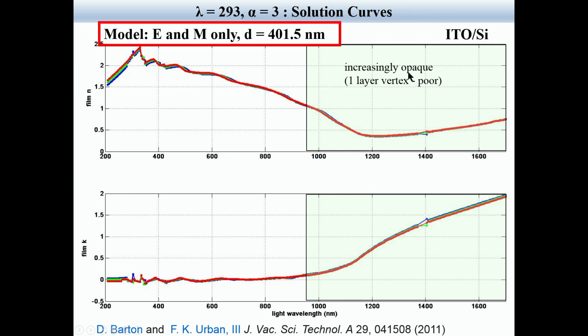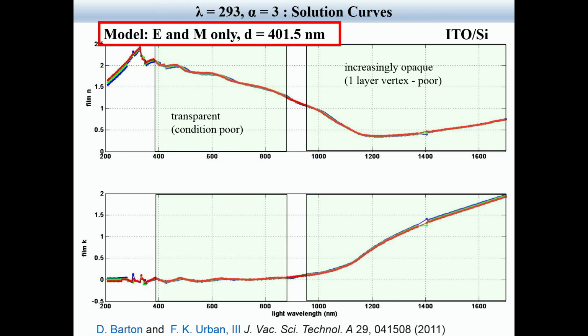And so these are increasingly opaque. This film is increasingly opaque as you go to longer wavelengths. And the middle part of the wavelengths between 400 and 900 roughly, it's pretty transparent, but that was the first curve that we looked at, which was 3 sets of curves, and they were nearly parallel. The condition is not too good, and we can't get a really good solution out in that range. And these are basic physics issues, so there's nothing you can do about these.